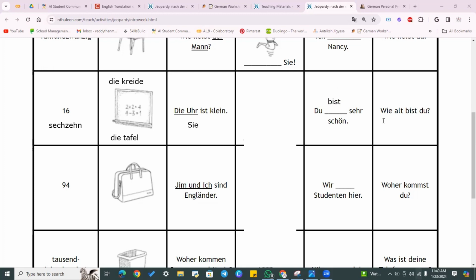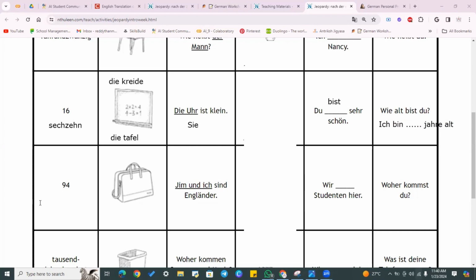Next, wie alt bist du? Wie alt bist du? What would you reply? Think of a complete sentence. Let's see. Exactly. Ich bin Jahre alt. Exactly. Wie alt bist du? Ich bin 14 Jahre alt, 13 Jahre alt, etc.